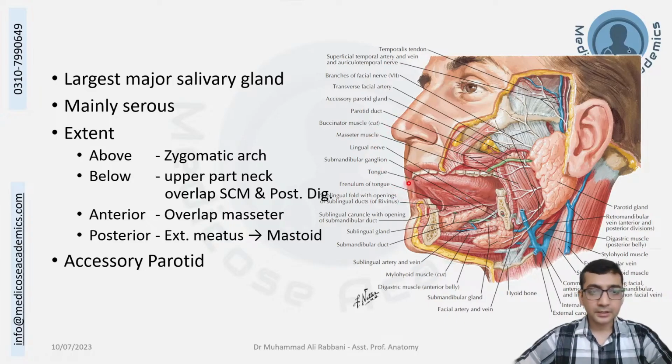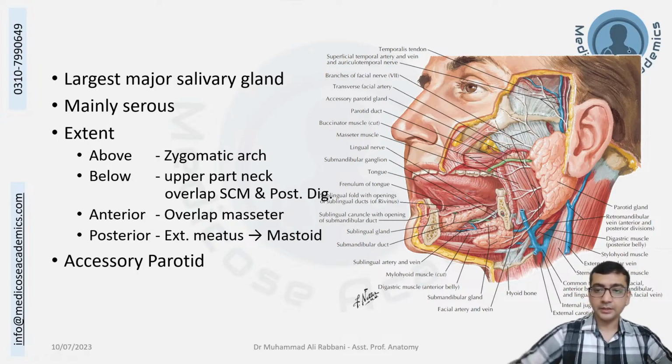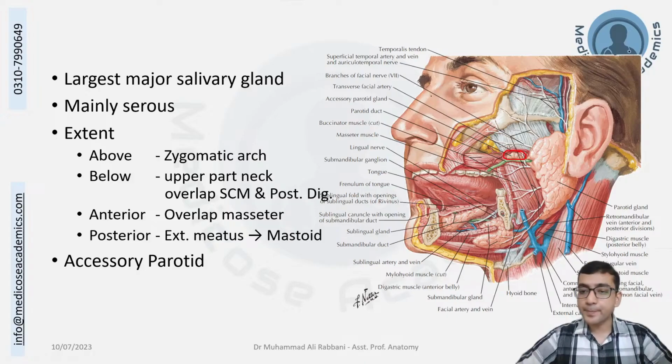So this is the parotid gland, and an accessory parotid gland may also be present here. It is shown in the picture right here. This is the accessory parotid gland. When present, it is usually present parallel and above the parotid duct. So we will talk about the parotid duct shortly.